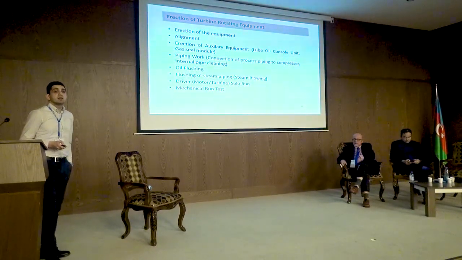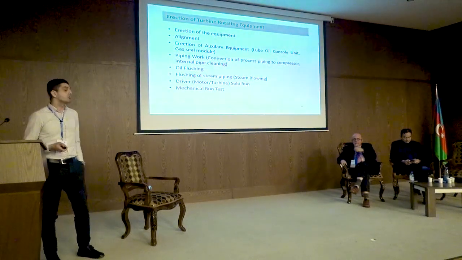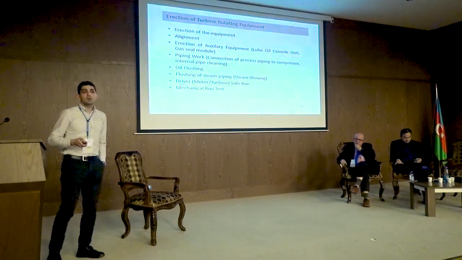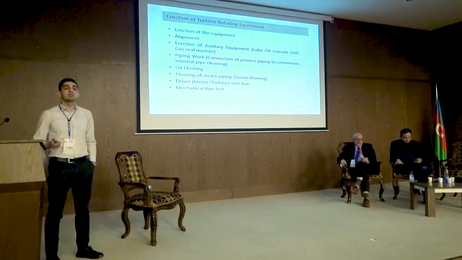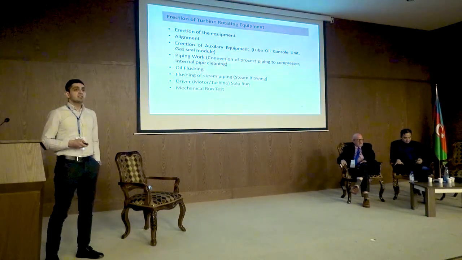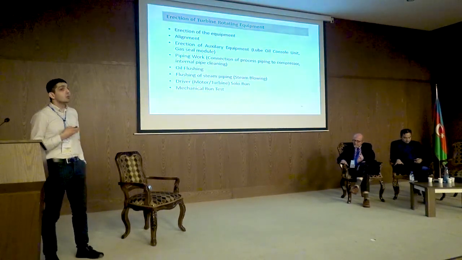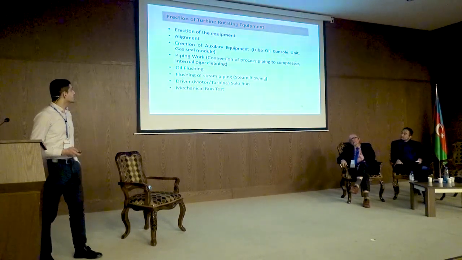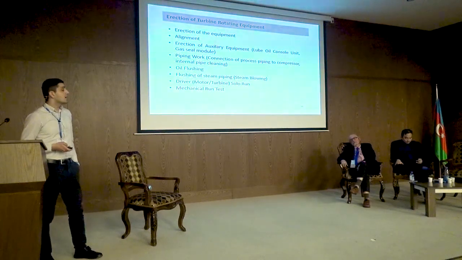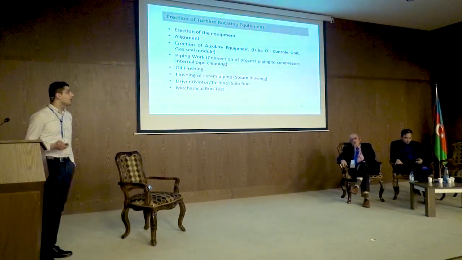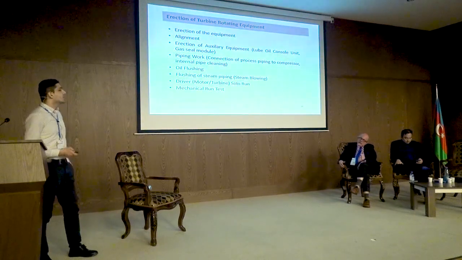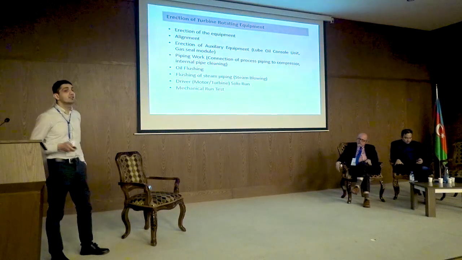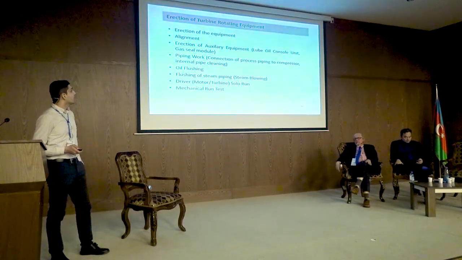So once we are done with the design, once we have purchased the equipment, we have procured everything we need to install on our plant. The next stage is, of course, construction. We start installing the rotating machinery on the field. And once we have installed, then the next phases are pre-commissioning and commissioning. So during the pre-commissioning and commissioning, we have some activities like alignment, erection of auxiliary equipment, some piping work, some oil flushing, some steam flushing, some turbine driver solo run, and the mechanical run tests. Okay.